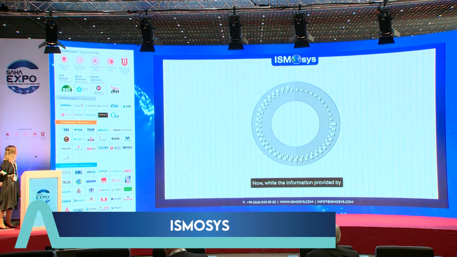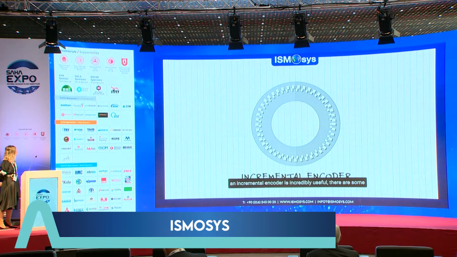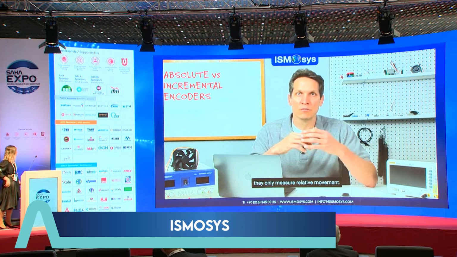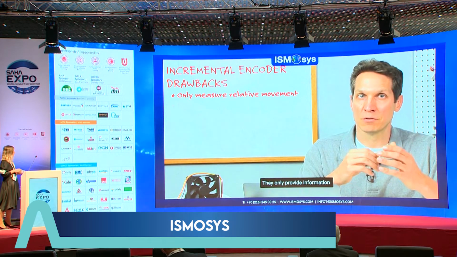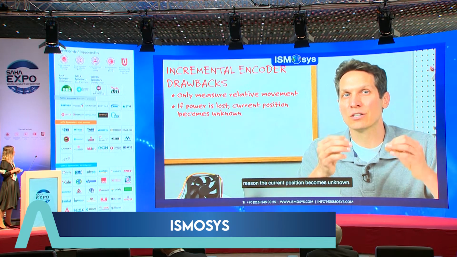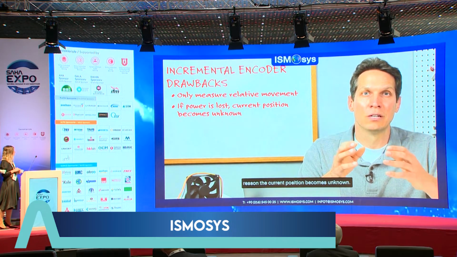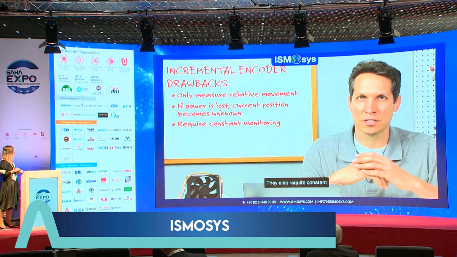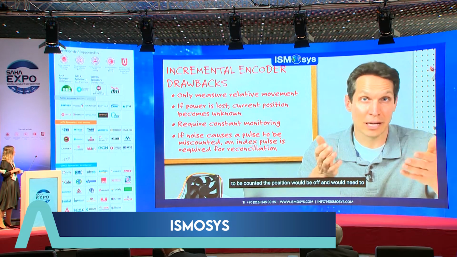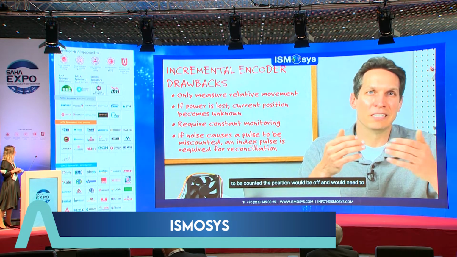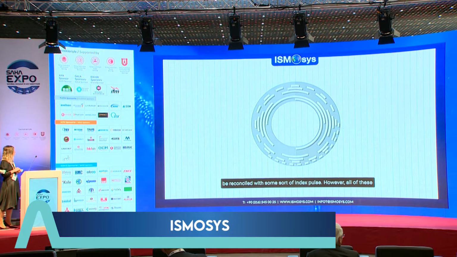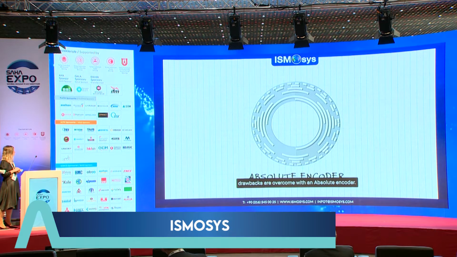Now, while the information provided by an incremental encoder is incredibly useful, there are some drawbacks due to the fact that they only measure relative movement. They only provide information if there's movement, and if there's a loss of power for whatever reason, the current position becomes unknown. They also require constant monitoring, and if there is noise that either causes a pulse to be missed or a false pulse to be counted, the position would be off and need to be reconciled with some sort of index pulse. However, all of these drawbacks are overcome with an absolute encoder.